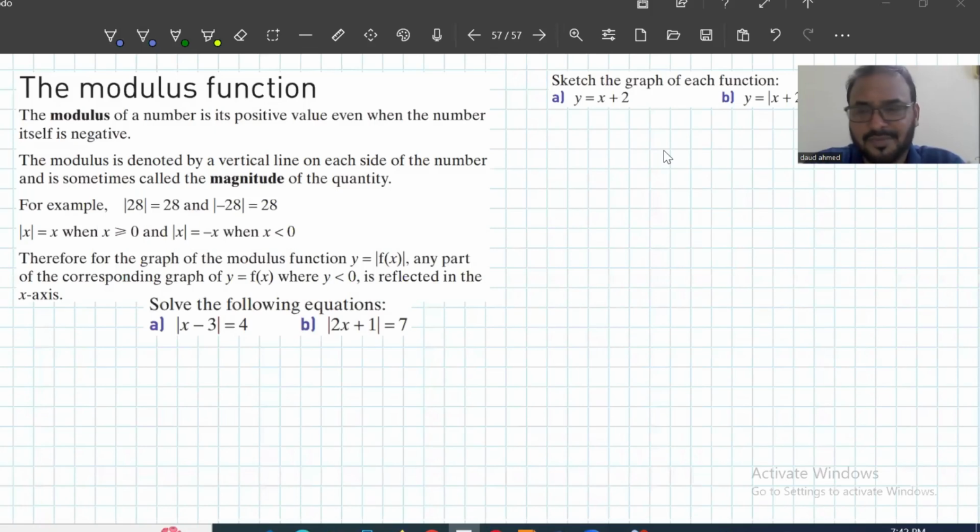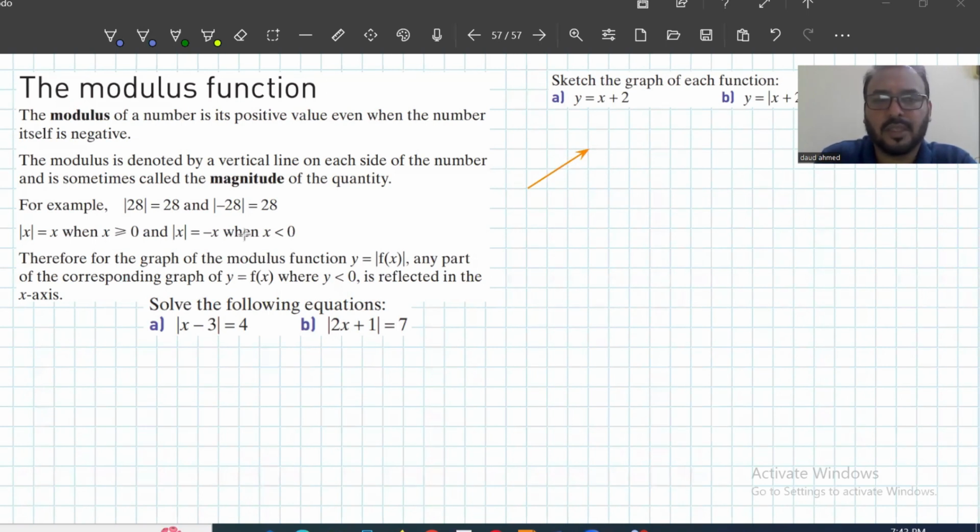Hi viewers. Today we'll discuss the modulus of a function. Basically, the modulus of a number is its positive value, even when the number itself is negative. The concept of modulus we can take from magnitude, and the magnitude of a vector is basically the positive length of a vector. There we use the concept of, or we can say, 3 units right and 2 units up, like how it translates.